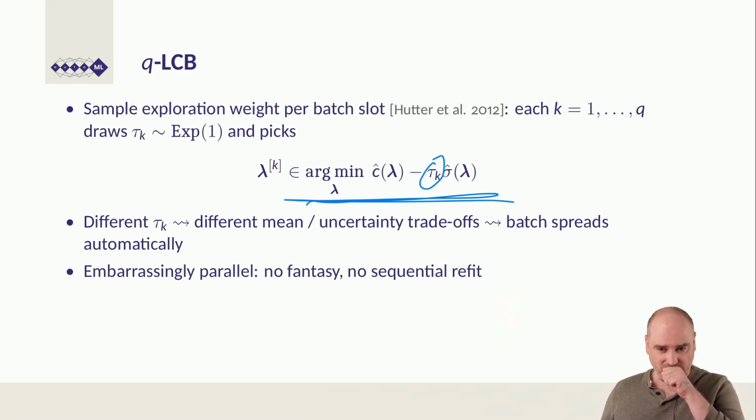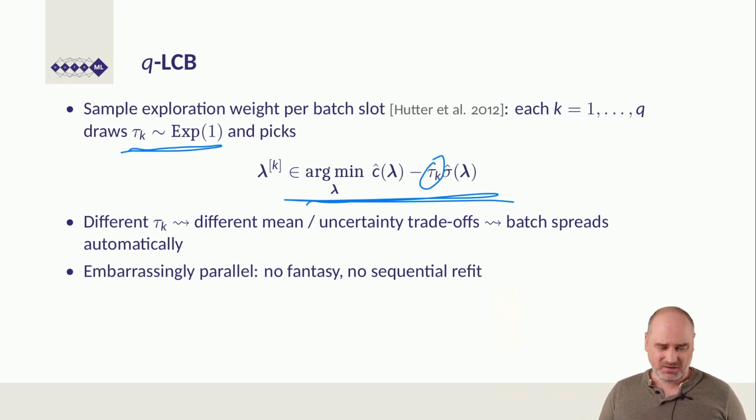So in QLCB, we treat this as something good and not something bad. So we can actually now sample different tau values. We sample as many tau values as we have cores available, we sample Q, because we want to create a batch of size Q. We usually sample them from an exponential distribution. And then we have Q different LCB type acquisition functions, which all encode different mean uncertainty trade-offs, right? And if we now optimize them, the batch somehow spreads automatically.